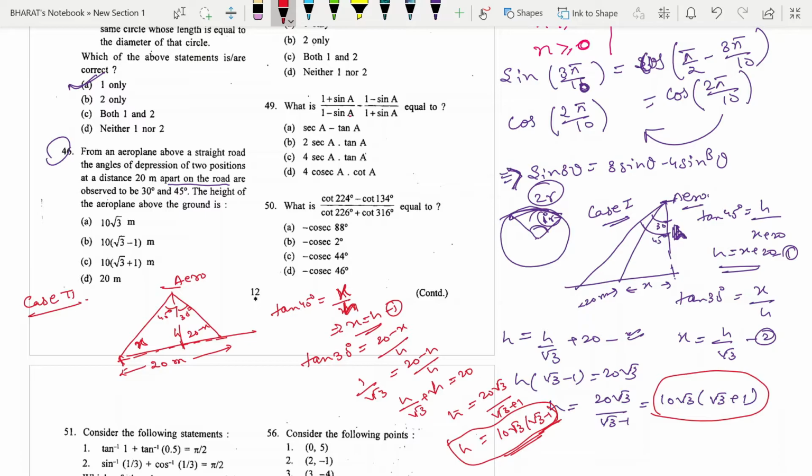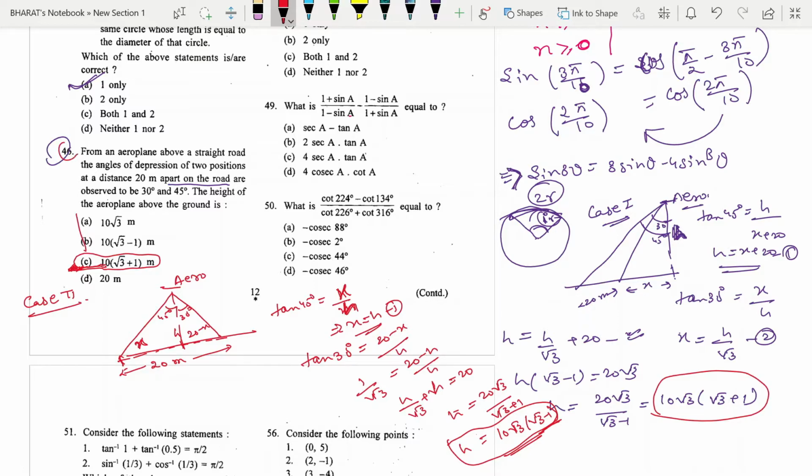If you look at the answer keys of the past years, the answer given is this one. I don't know how they give this answer, but this is not the correct answer, and in fact there is no correct answer in these four options. So let's move to the next question.